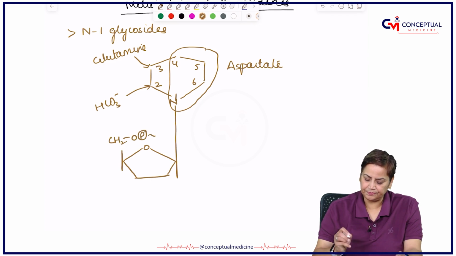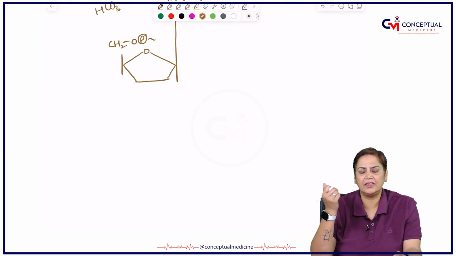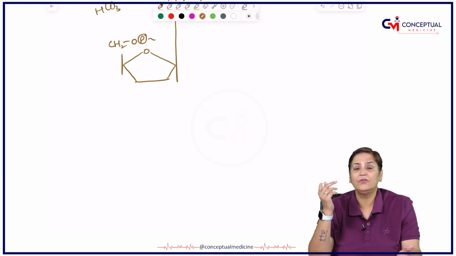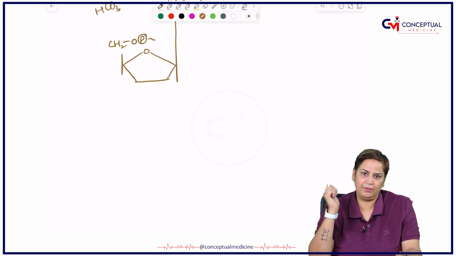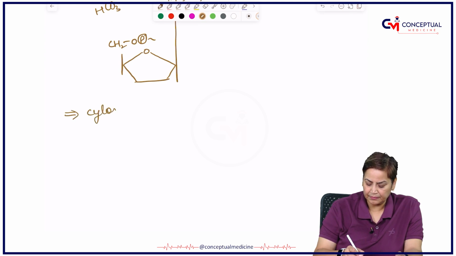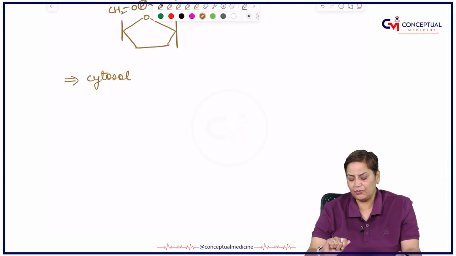Okay, so now the question is where the synthesis of pyrimidines takes place and what is the precursor of pyrimidines. The synthesis takes place in the cytoplasm. Here there is a similarity with the urea cycle, which I have discussed in detail in my video on the urea cycle also.